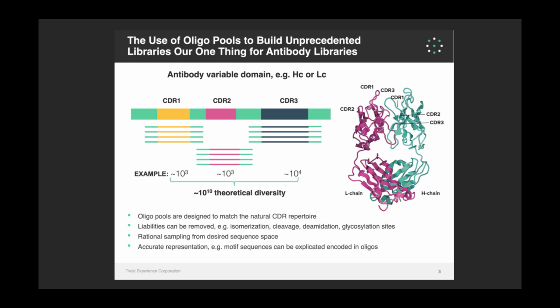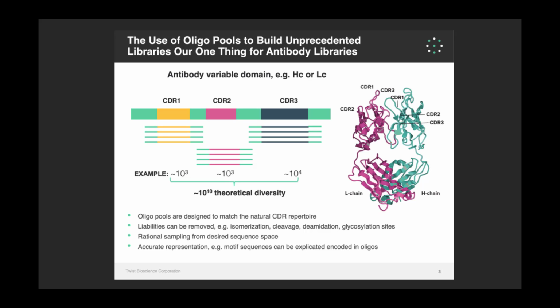So how do we use oligo pools to generate and build DNA libraries, and in particular, antibody libraries? If you think of an antibody variable domain, either a heavy chain or a light chain domain, it is essentially a collection of three different loops that are pieced together. You could synthesize an oligo pool that encodes diversity in each of those loops, and then seamlessly PCR them together to create a hypervariable domain.